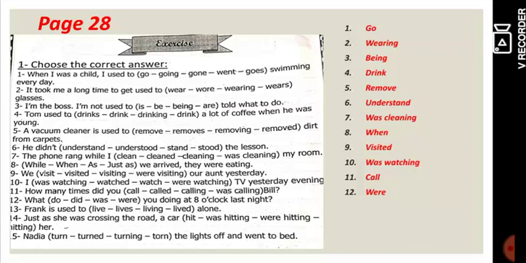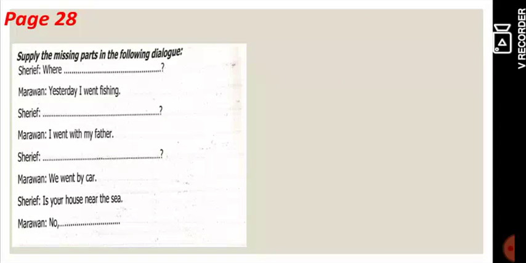Number 13. Frank is used to living alone. Here we have "used to," and as we said before, we have "is," verb to be: am, is, are. So we put ing, living. Just as she was crossing the road, a car hit her. Nadia turned the lights off and went to bed.